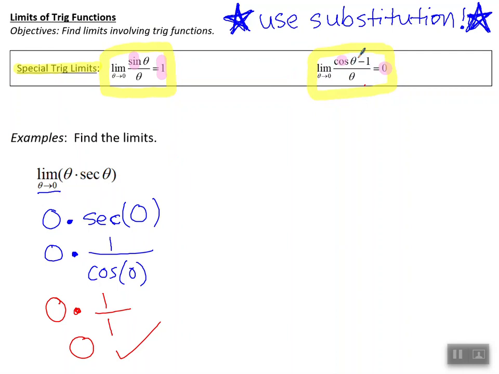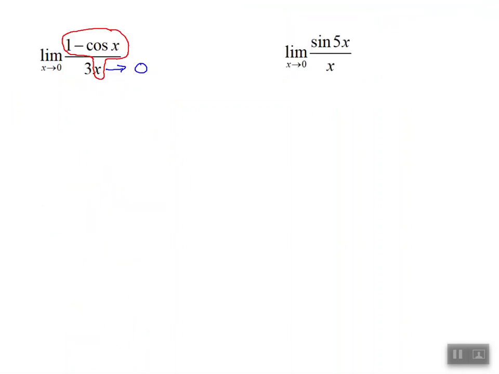So what does that mean? Plus, I also have this 3 that's in the way, because that's not in the special trig limit. Now remember, with limit properties, we can take this constant multiple and pull it out of the limit. So that part is an easy fix. 1/3 times the limit as x approaches 0 of 1 minus cosine x over x. Now it's looking closer to our special trig limit, but this looks backwards of what we wrote.